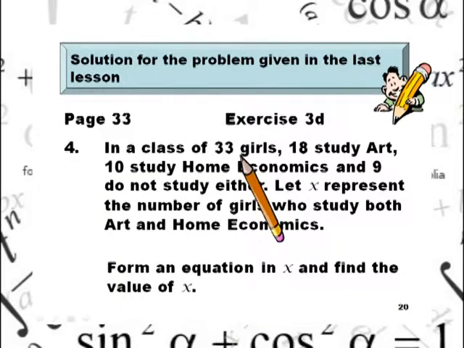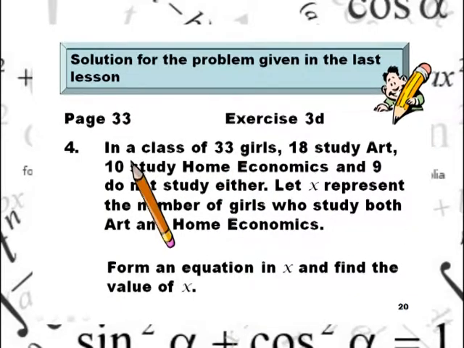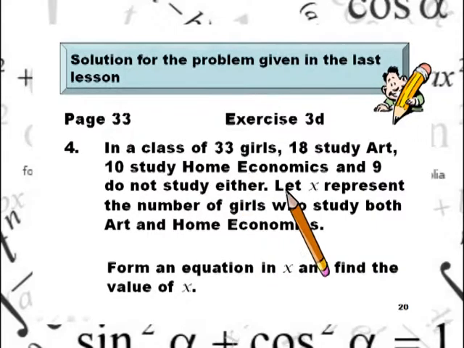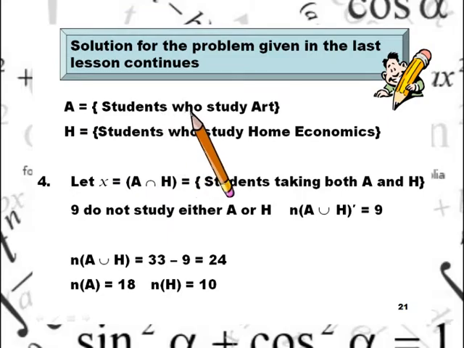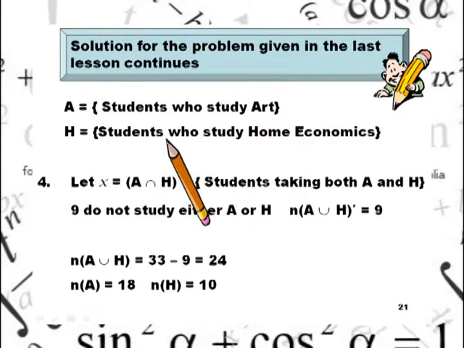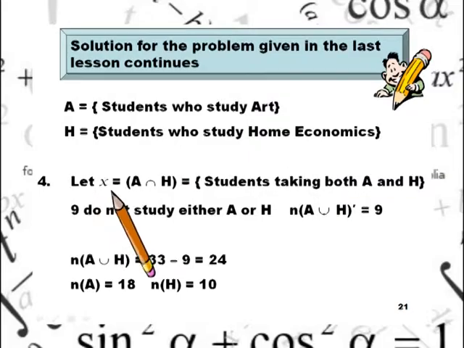In a class of 33 girls, 18 study art, 10 study home economics, and 9 do not study either. Let X represent the number of girls who study both art and home economics. Form an equation in X and find the value of X. A equals the set of students who study art, H the set of students who study home economics. Let X equal A intersect H, the set of students taking both art and home economics.